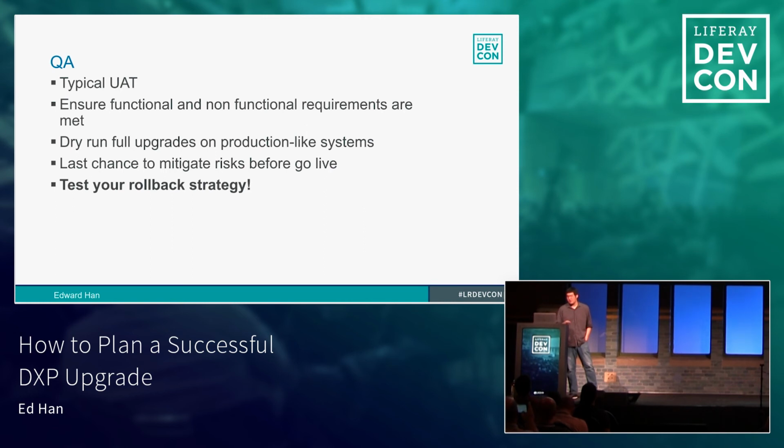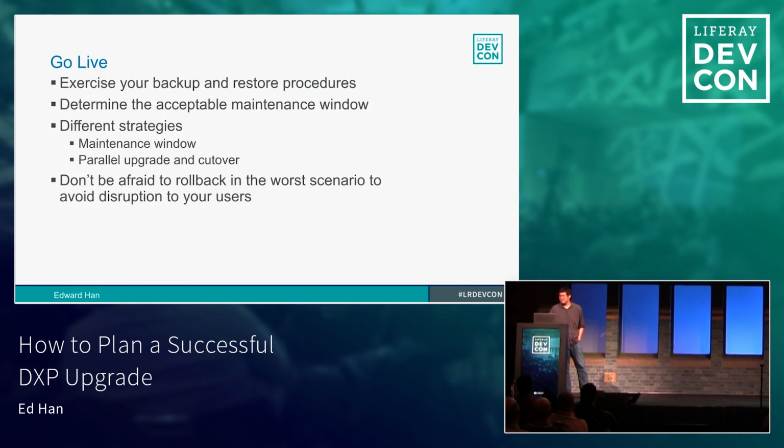So for QA, what might differ from a normal QA cycle is the fact that you should be running a full upgrade on a production-like system. It's not every day that you'll be running the database upgrade tool, so you just need to make sure that you test that out in your QA cycles. And it's very important because this is the last time you get to mitigate your risks and resolve your risk before you go live, and test your rollback strategy.